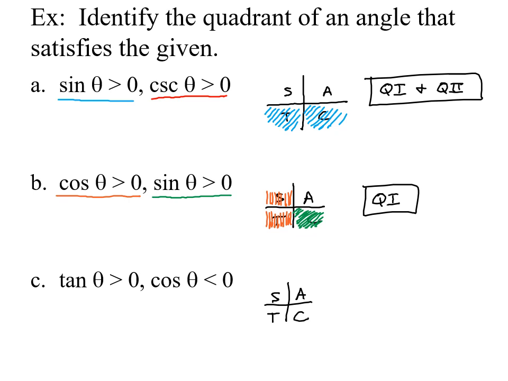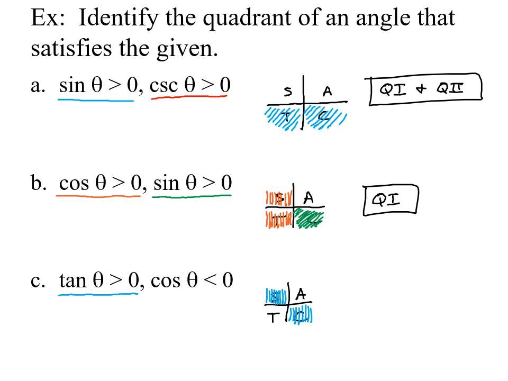And then one more, if tangent is positive, tangent positive eliminates quadrants number 2 and number 4. Tangent's positive where everything is positive in quadrant 1 and also positive in quadrant 3. That's what the T is for.